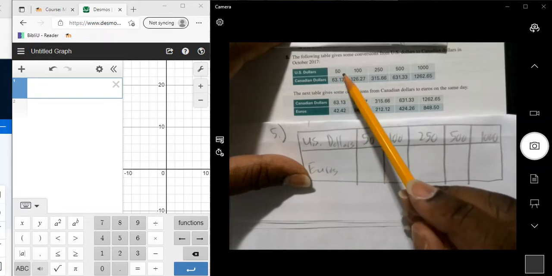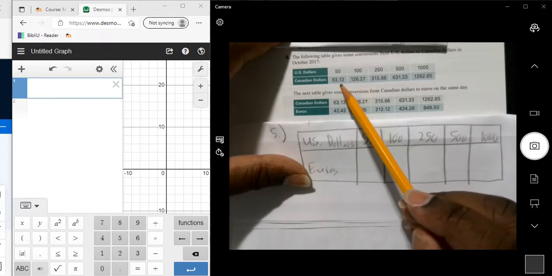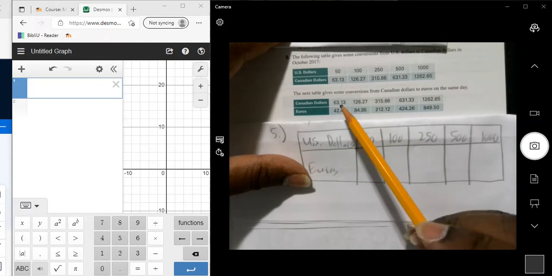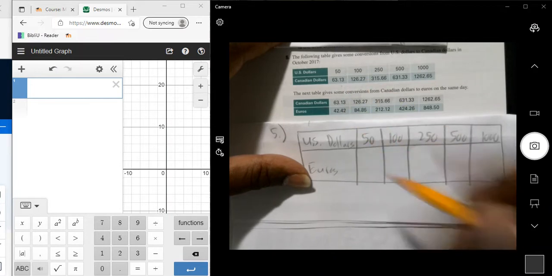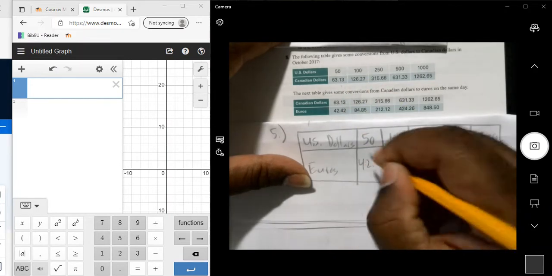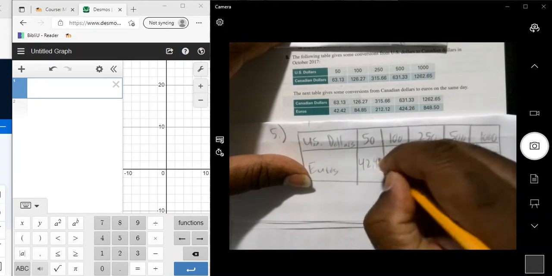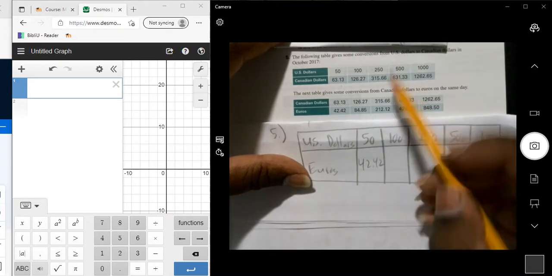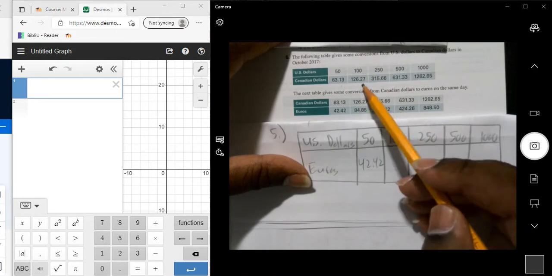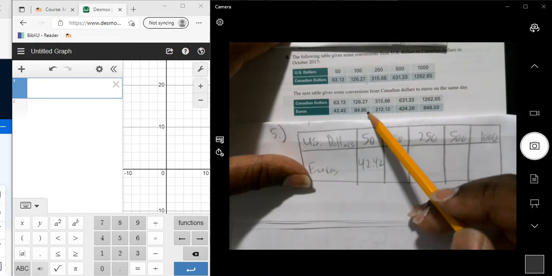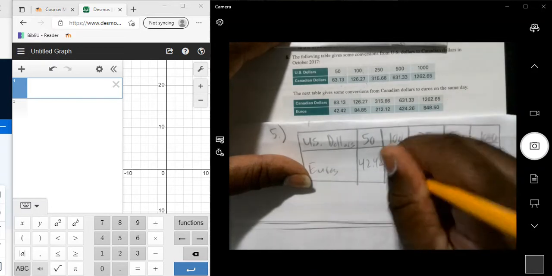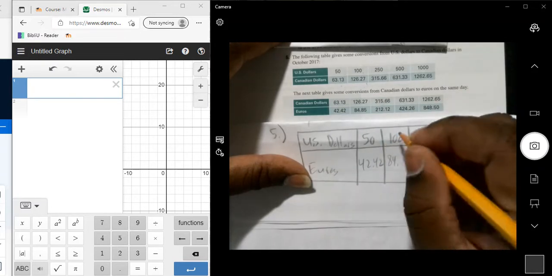Now remember, we want to go from US dollars to euros. So basically we would go up here to US dollars, because US dollars is converted to Canadian dollars, and then Canadian dollars are converted to euros. So a US dollar amount of $50 is $63.13 in Canadian dollars. So we will go to the 63.13 in Canadian dollars. So the euros would be 42.42. Now we go to $100 US. Canadian is 126.27, which is here, and the euro is $84.85.